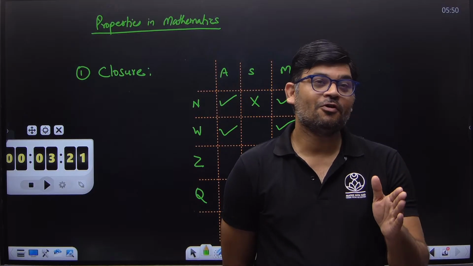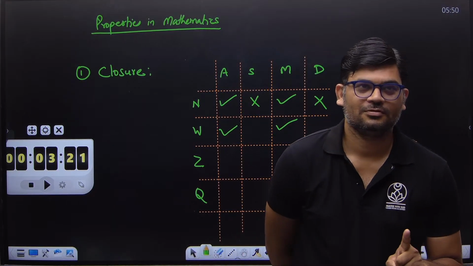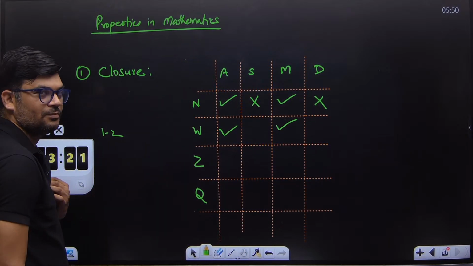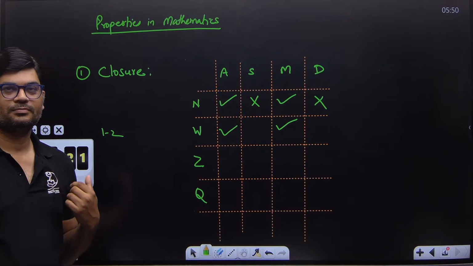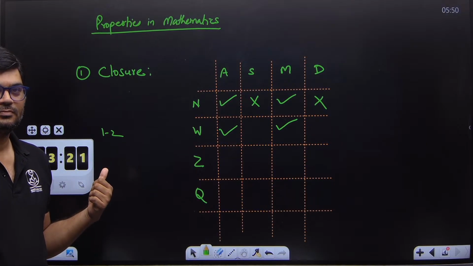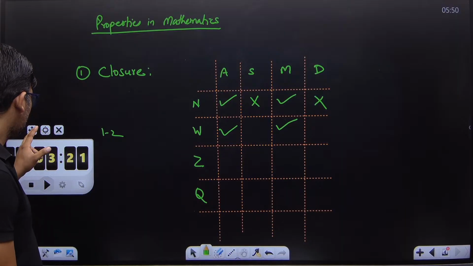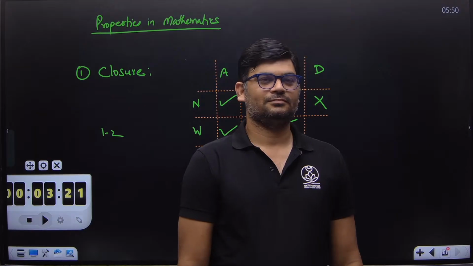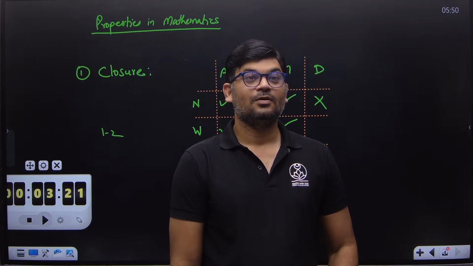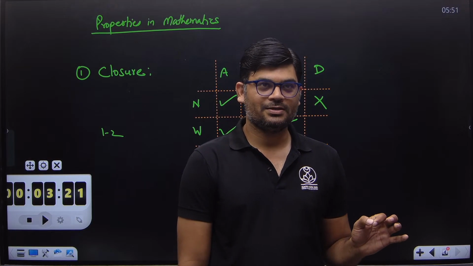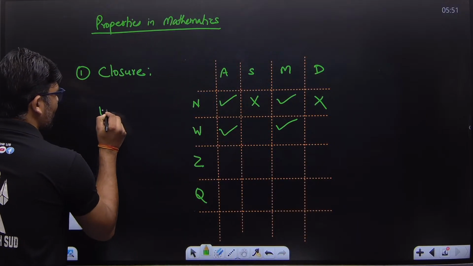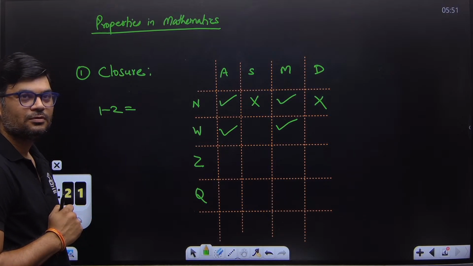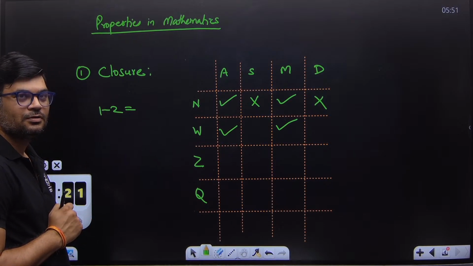I'm subtracting 2 from 1, not 1 from 2. I'm asking you to do 1 minus 2. Then we wouldn't, because that would be 0.5. 1 minus 2 is 0.5. No, 1 minus 2, I'm asking. What is 1 minus 2?